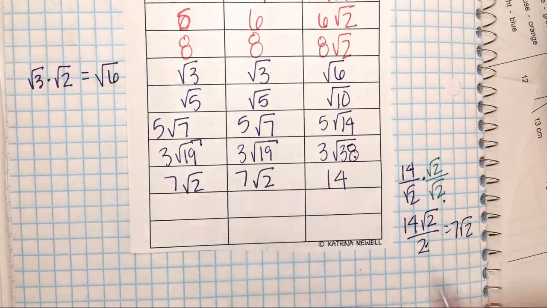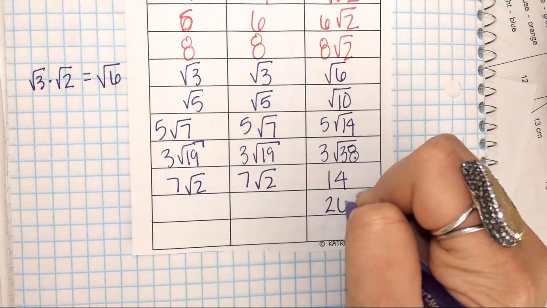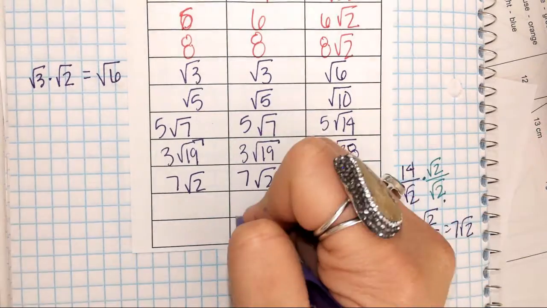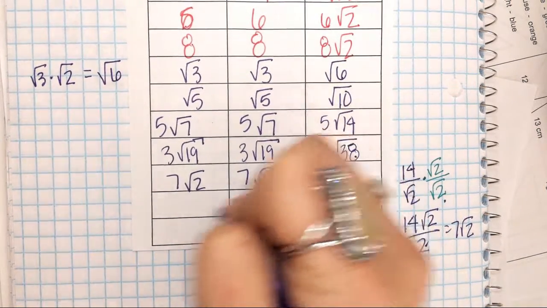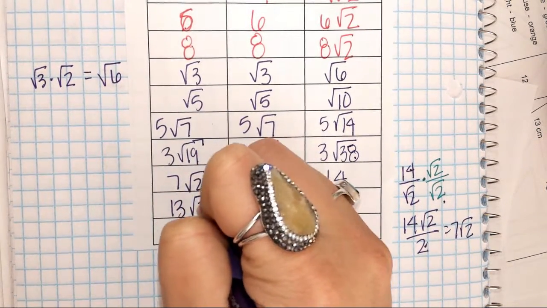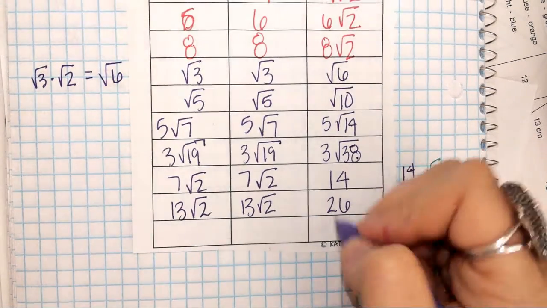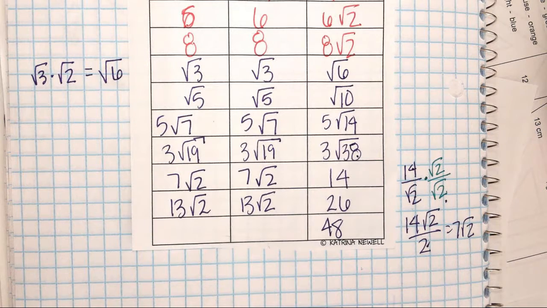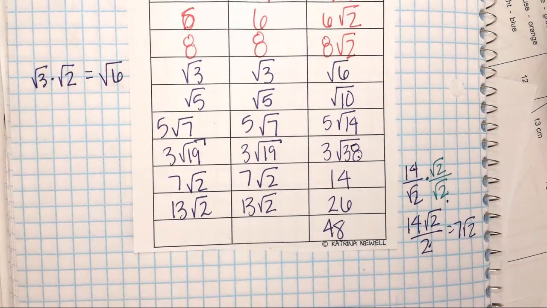That's it. So if I gave you 26, 13 root 2. See, I'm smart like that. And what if I gave you 48? 24 root 2. The 2 is always in the house, though. Yes, the 2 is always in the house.